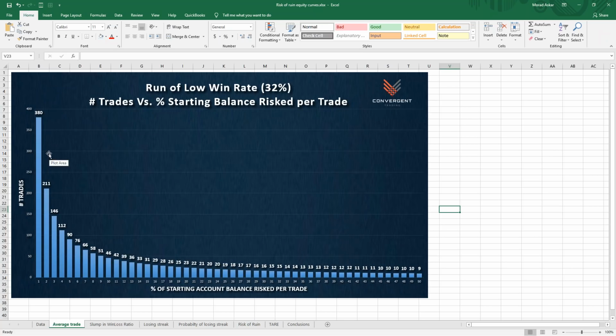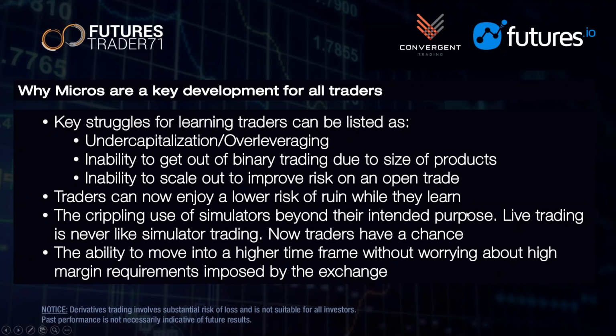The less you risk per trade, the number of samples, or the number of times you get to bet, the number of chips you have to allow you to play becomes exponentially higher. And so this is one of the key elements of these micros. We are now giving people the opportunity to be properly capitalized without having $35,000 or $20,000 or whatever, depending on how many contracts they want to trade. Big, big deal.